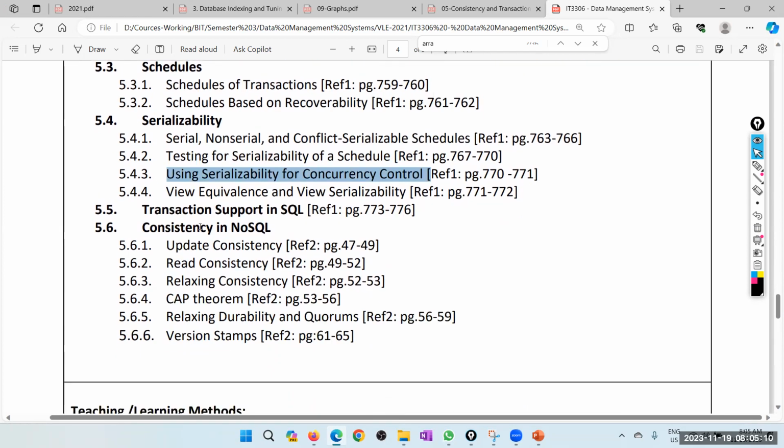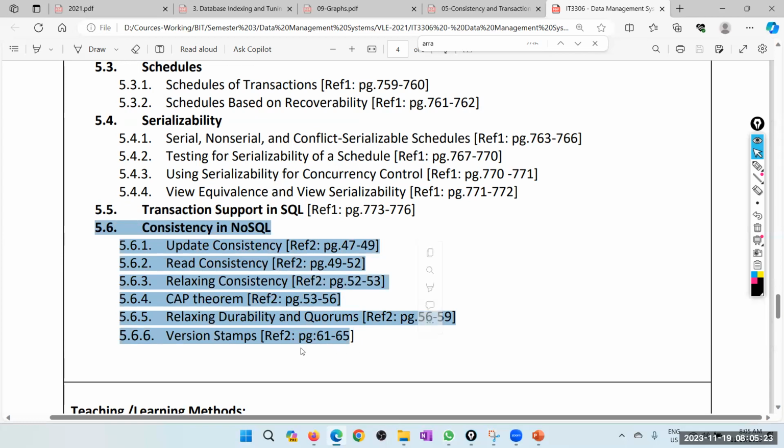control, view equivalent and view serializability, then transaction support in SQL, consistency in NoSQL, that is a separate topic: update consistency, read consistency, relaxing consistency, CAP theorem, relaxing durability and quorums, version stamps. So that is for NoSQL databases. Okay, so that is a completely different topic.